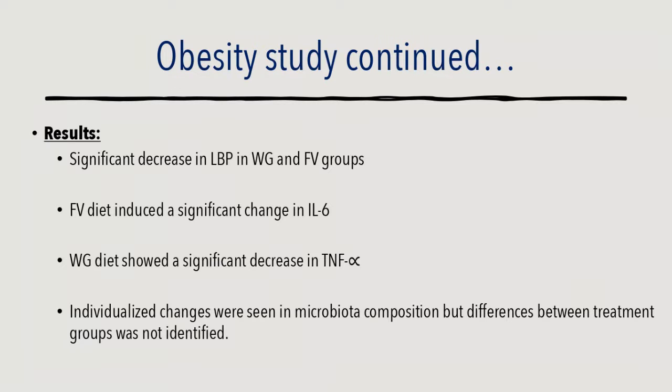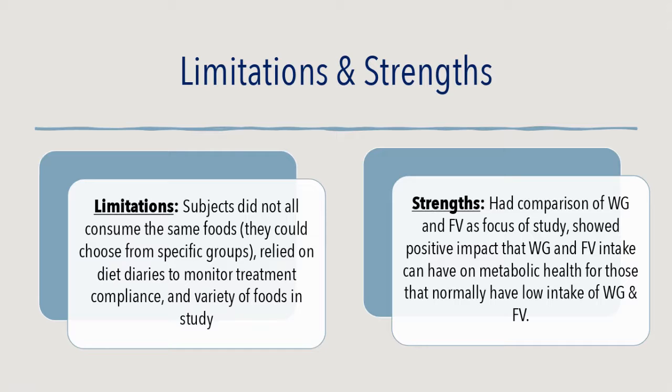This can mainly be because of the individual themselves, the diet that they were eating, and the fruits and vegetables that they were choosing. So it was hard to tell if there was a true change in the microbiota composition. All right, so some of the limitations and strengths included that subjects did not consume all the same foods. They were able to choose what they wanted from the specific groups. Once again, in this study, they relied on diet diaries to monitor treatment compliance, and the variety of foods was a lot to focus on to see the true results.